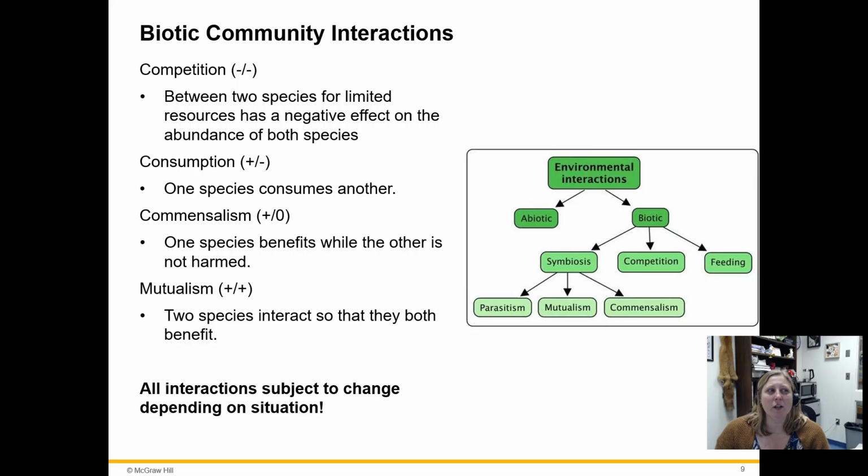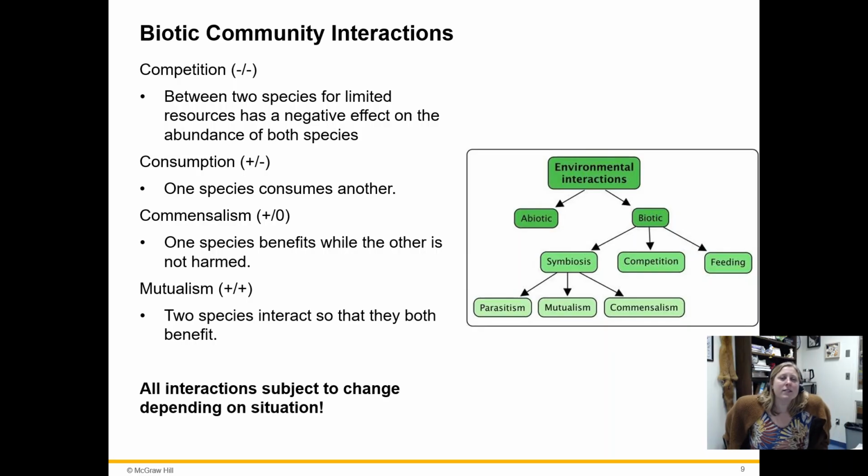But basically, what you need to remember with these community interactions is these are between the living factors. So environmental interactions can be non-living, like rain is falling and you're getting wet. What are you going to do? We're right now focusing on biotic, or the living factors. So this is going to be these interactions between populations or individuals within populations, and they're subject to change depending on the lens that you're looking at it.